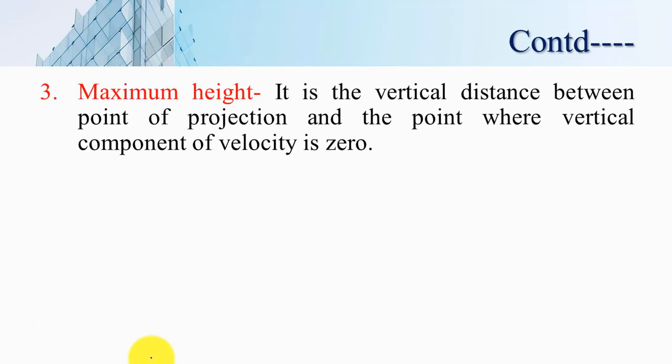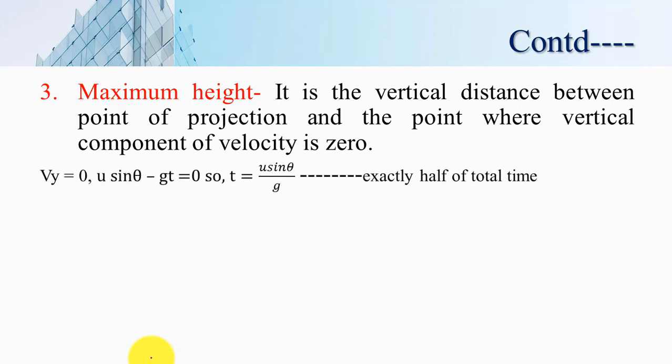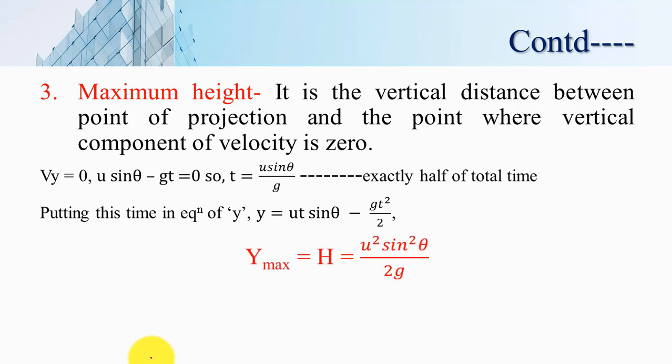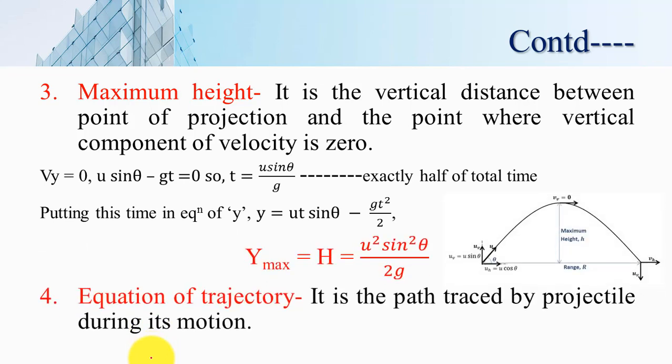Next to this horizontal range, there is the term maximum height, meaning the vertical distance between the point of projection and the point where the vertical component of the velocity is 0. How do we consider that velocity? Velocity is tangential to the path covered by the particle. Here we can see that velocity at any point we can show. Velocity is always tangential. So at this point where it is reaching the maximum height, velocity will be only along x direction. Hence the y component of the velocity is becoming 0. That is why to get this maximum height, we are putting Vy equal to 0.